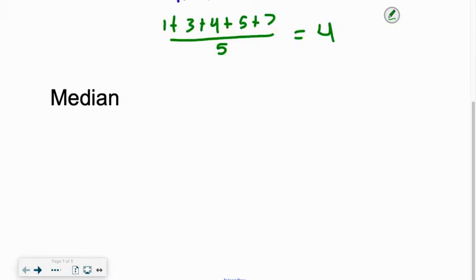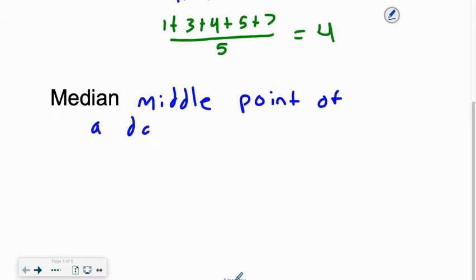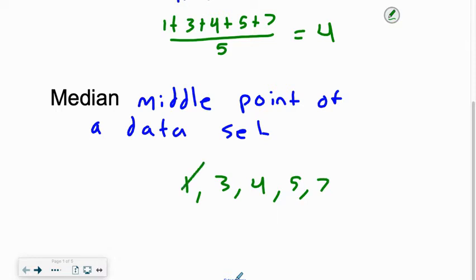Now the median is the middle point of a data set. So with that same set of data, you just cross off from left and right until you get to the middle. So 4 would be your median in that set.